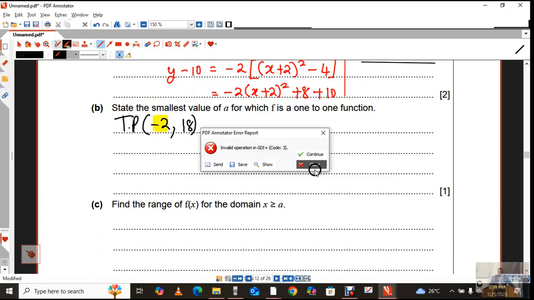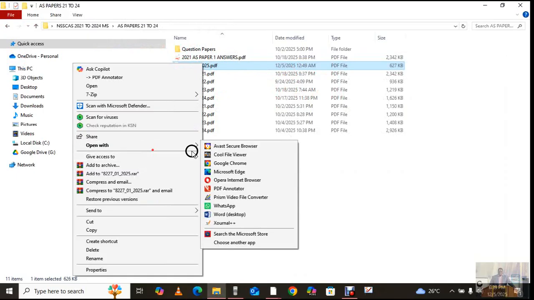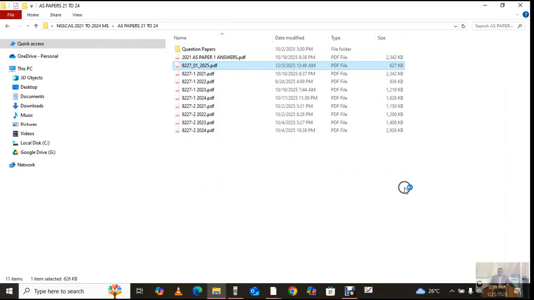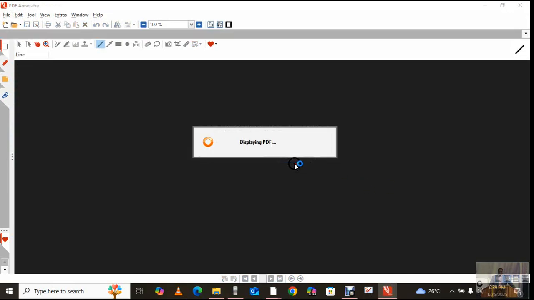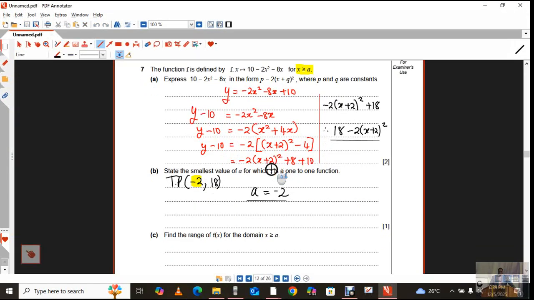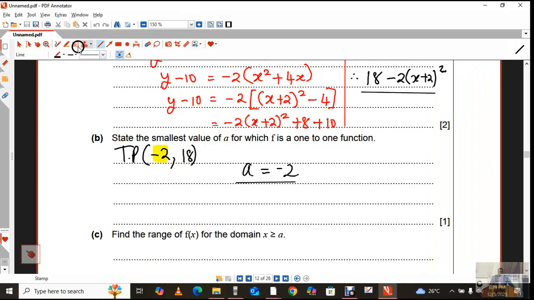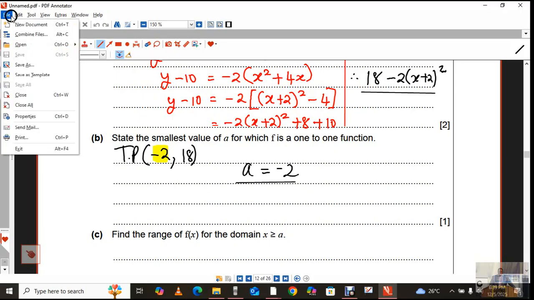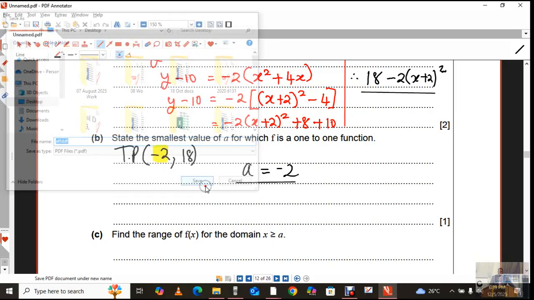I definitely have to save this before I lose all of this work. Let's restore and let's continue. Okay. Let's see what happens when I save it. I'm just going to save it as a stuff like that, of course.